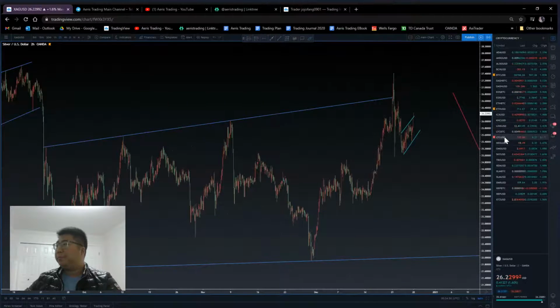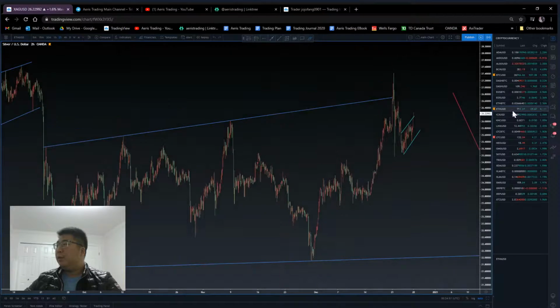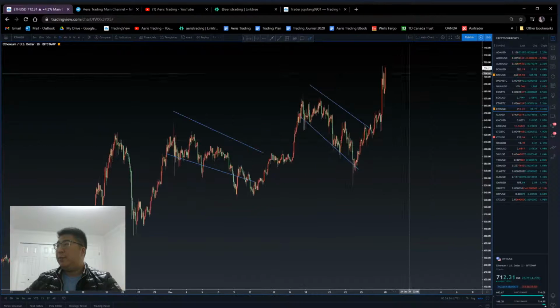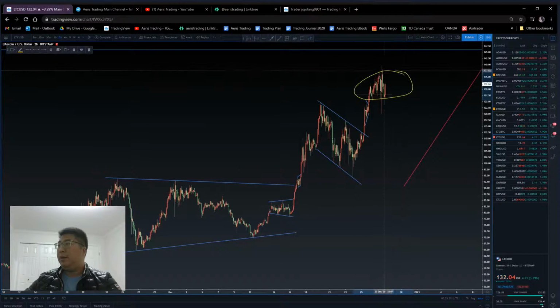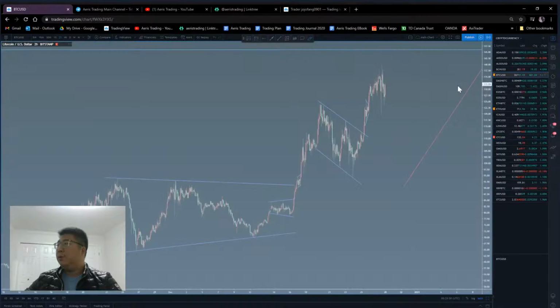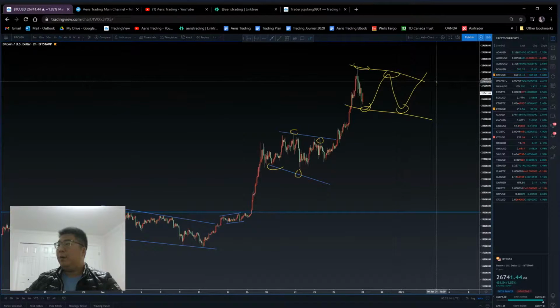Crypto, ETH could be something. Waiting to see what we'll do in this area. And Bitcoin, Litecoin, same idea. Waiting to see what we'll do in this area as well. Bitcoin, like I said, I would prefer to see some sort of correction, some sort of structure, at least 2 swing highs and 2 swing lows.